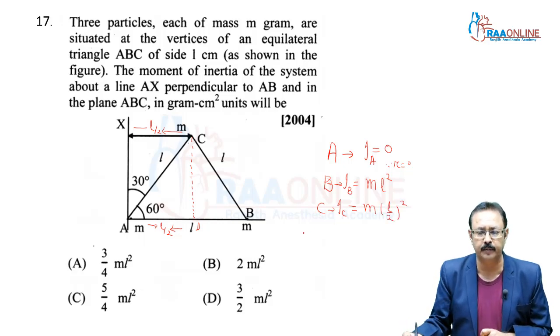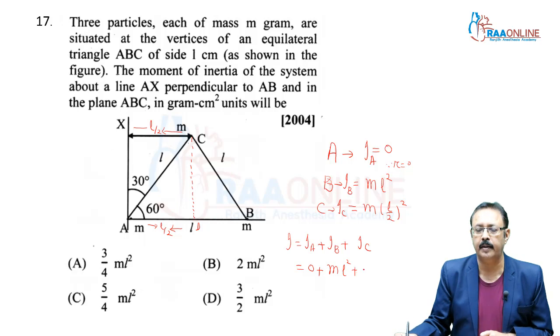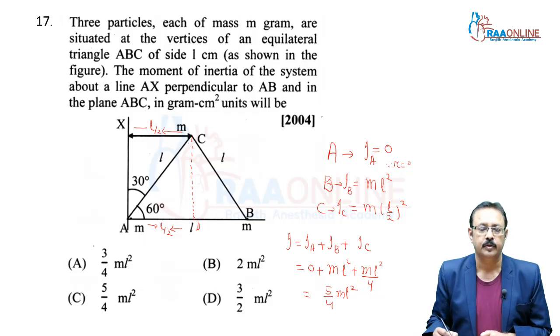A very easy problem. So the total moment of inertia means the sum of all three, so no need to take any tension. IA plus IB plus IC: 0, plus mL square, plus mL square by 4. Take mL square common: 1 plus 1 by 4, that is 5 by 4. So we are getting 5 by 4 mL square. So going with answer C.